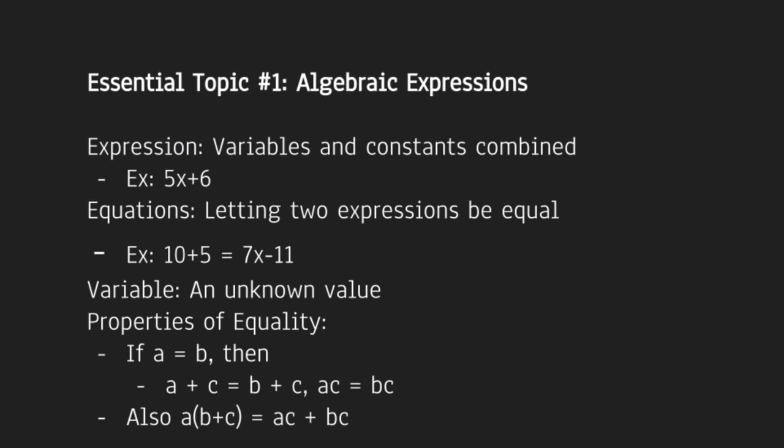Some properties of equality include that if a equals b, then a plus c equals b plus c. You're adding the same thing to two equal things, so they're going to be the same thing. In a similar fashion, ac equals bc. And also, the distributive property says that a times (b plus c) equals ac plus bc.